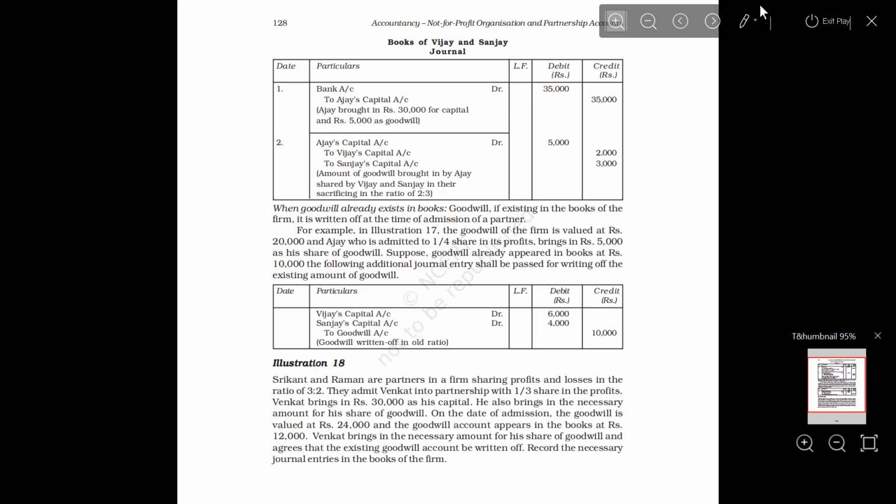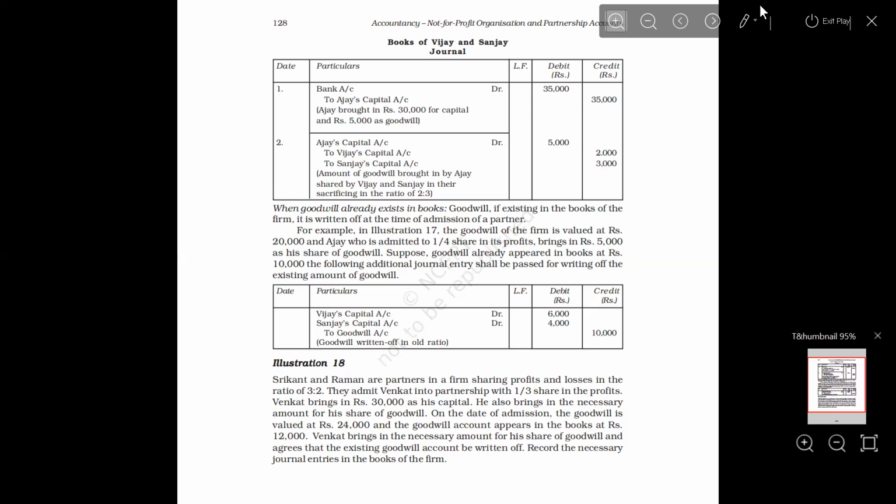And the goodwill account appears in the books at rupees 12,000 only. Venkat brings in the necessary amount for his goodwill and agrees that the existing goodwill account be written off. That means the existing goodwill amount is taken by the old partners. They take the full amount. This is what is written off.